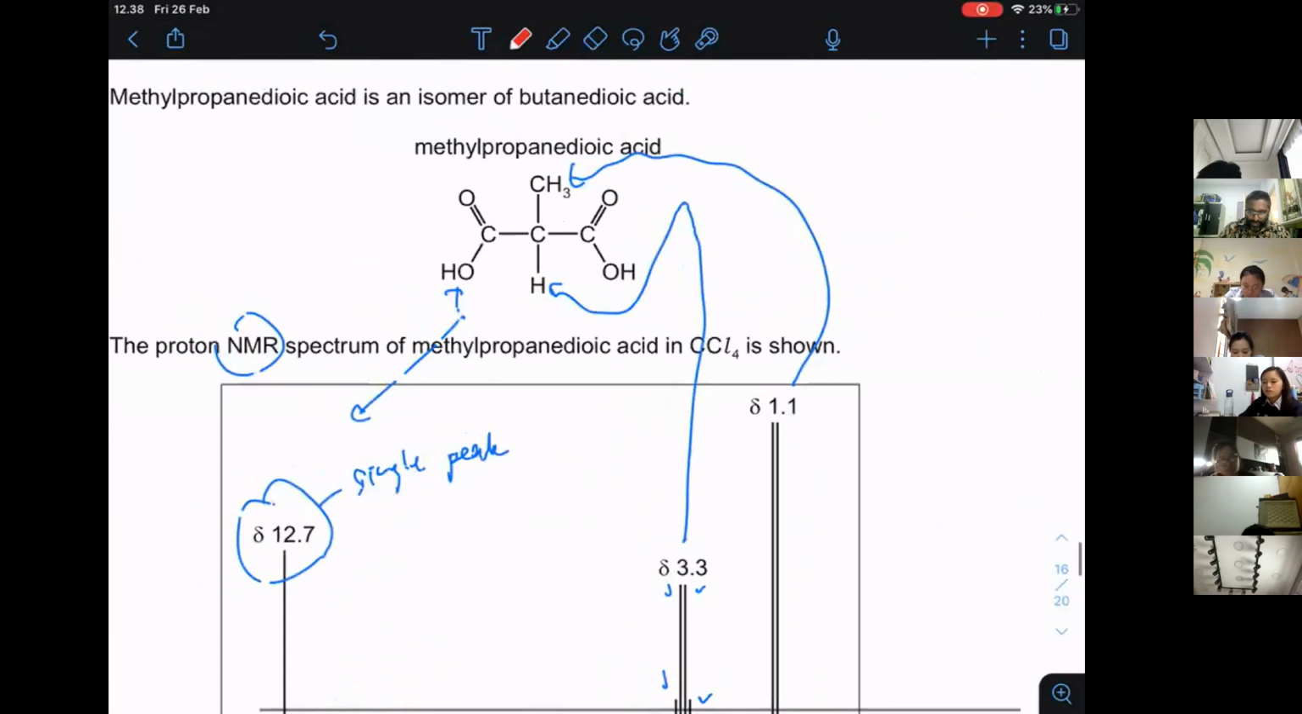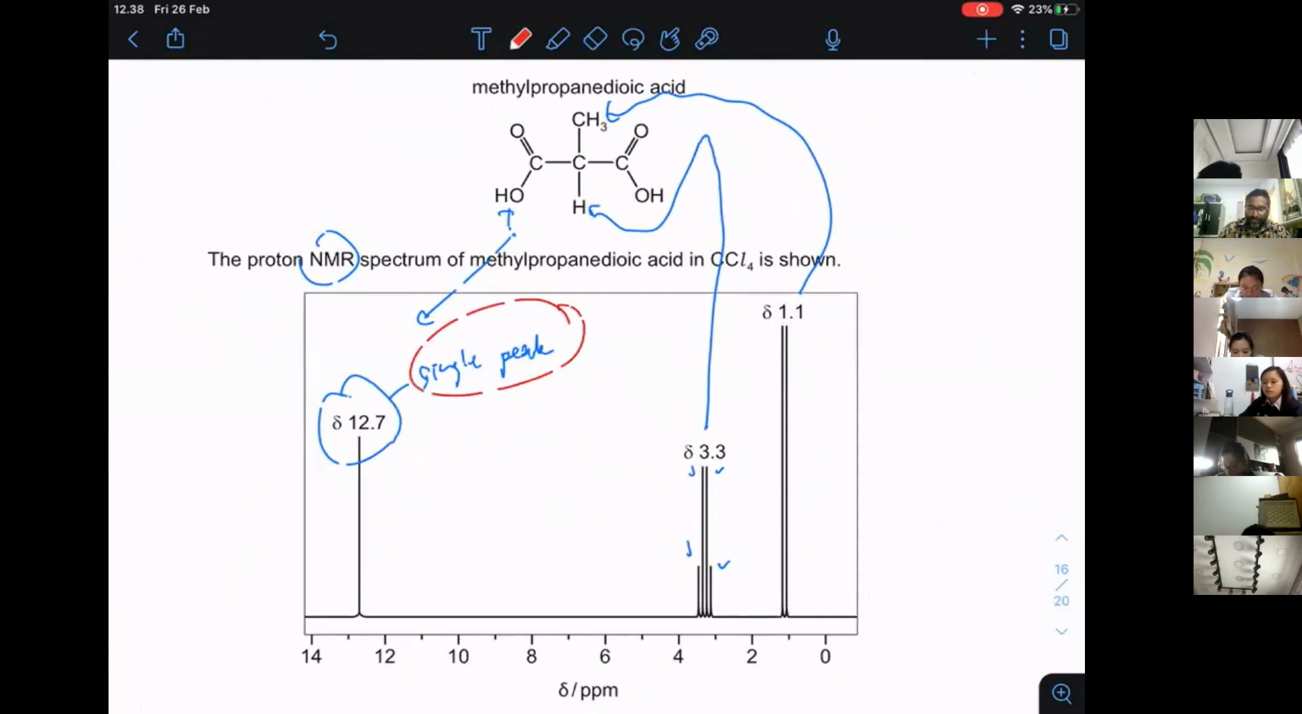But this one, I'll just tell you why there is a single peak. A single peak can happen because the hydrogen environment, the adjacent carbon, doesn't have any hydrogen. Then only you'll get a single peak. Most likely it is this hydrogen, because this carbon doesn't have hydrogen, so that will give rise to a single peak. Or this hydrogen also, single peak. Why is there a 4 peak? The carbon adjacent to it must have 3 hydrogen, so it must be this hydrogen.